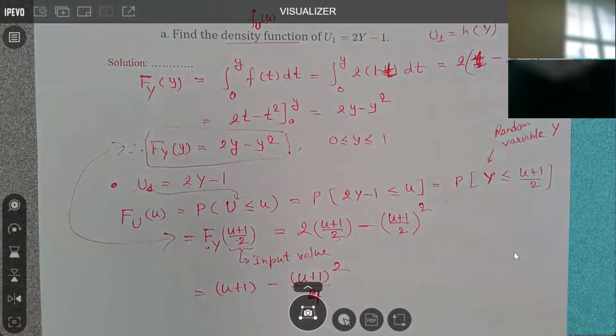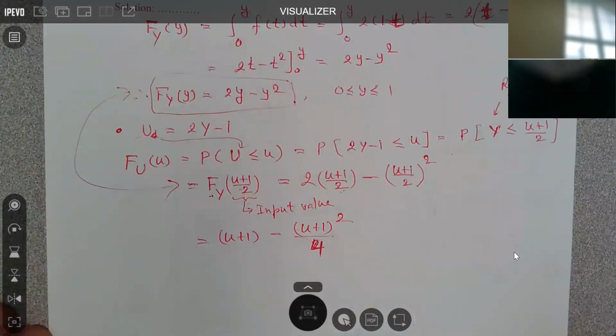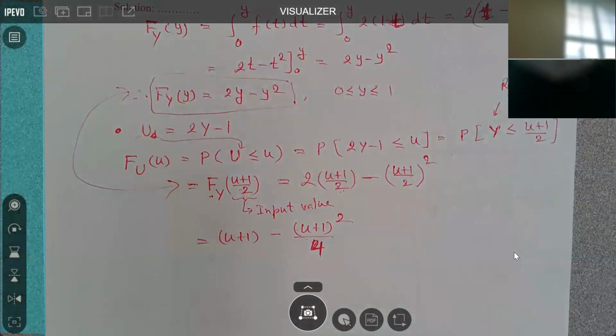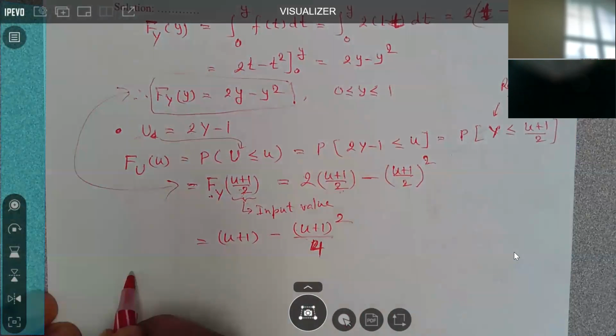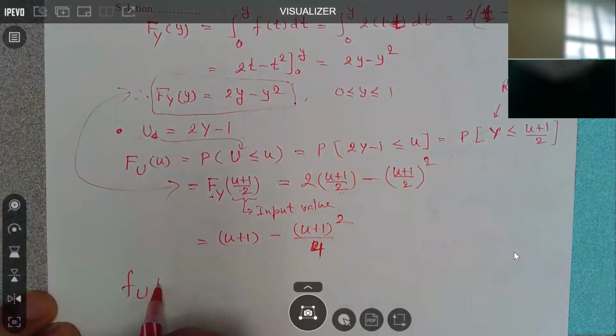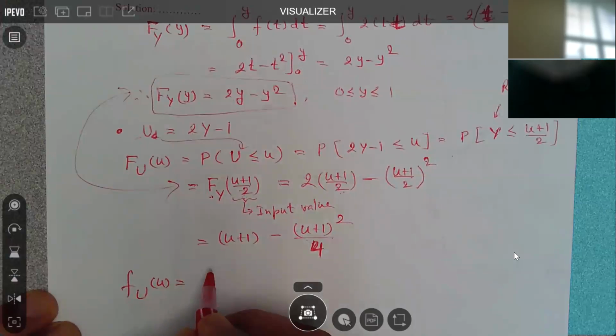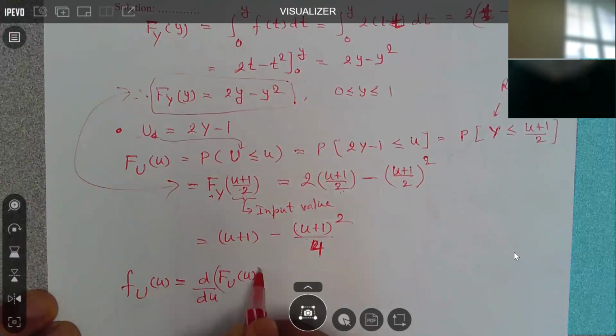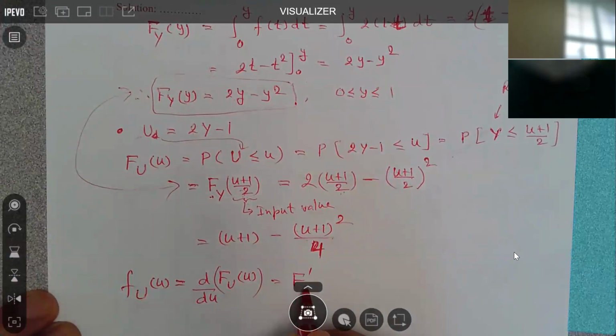Now this is your 5. Now you want to find that this is a CDF, right? Now you want to find the probability density function, f_U of the random variable u. So you take the derivative of F_U(u), right? So this equals f, so you can write the notation f_U.